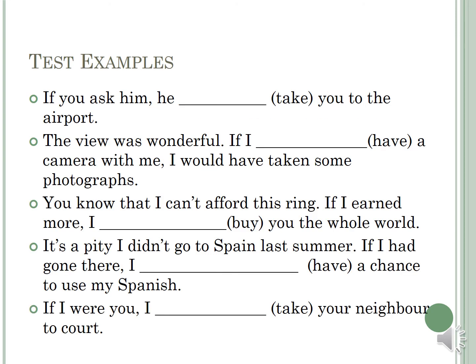Now, test examples. This is fun. All you have to do is give it your best shot. If you ask him, he take you to the airport. Now think, does this show me present time? If it shows me present time, then I have to choose between first or second conditional. Now, what's the difference between first and second conditional? First conditional is likely to happen, second unlikely to happen.